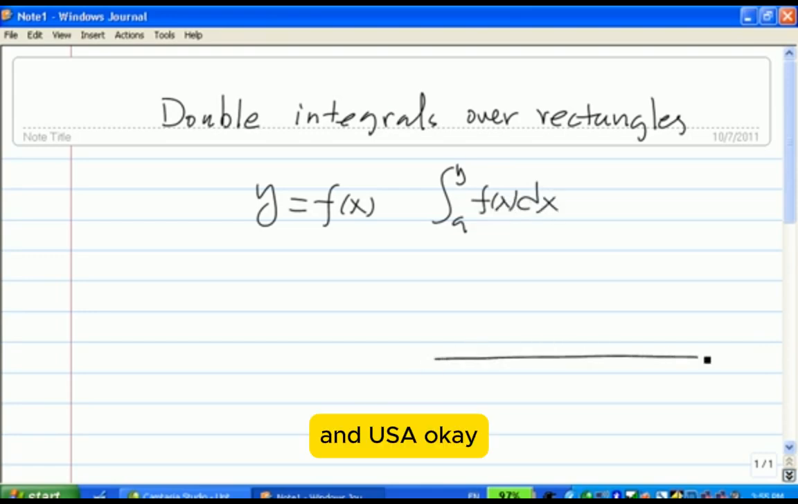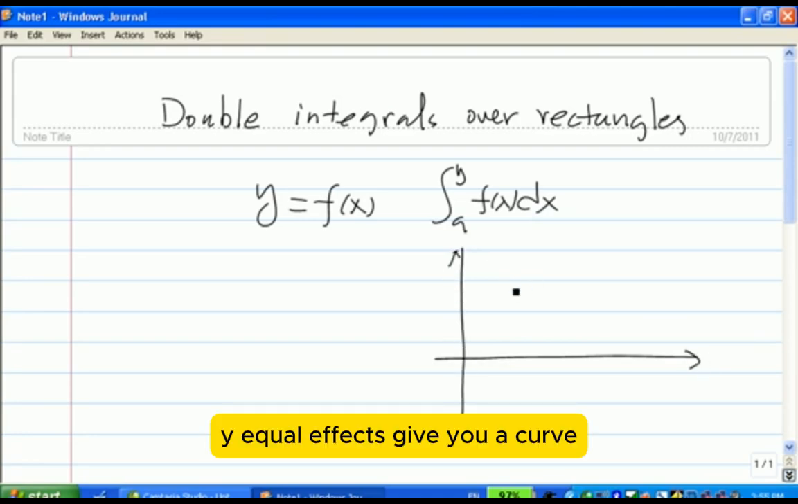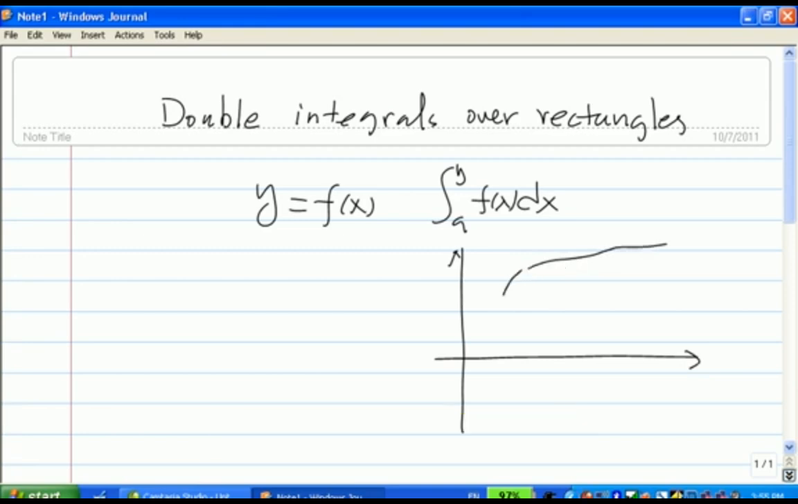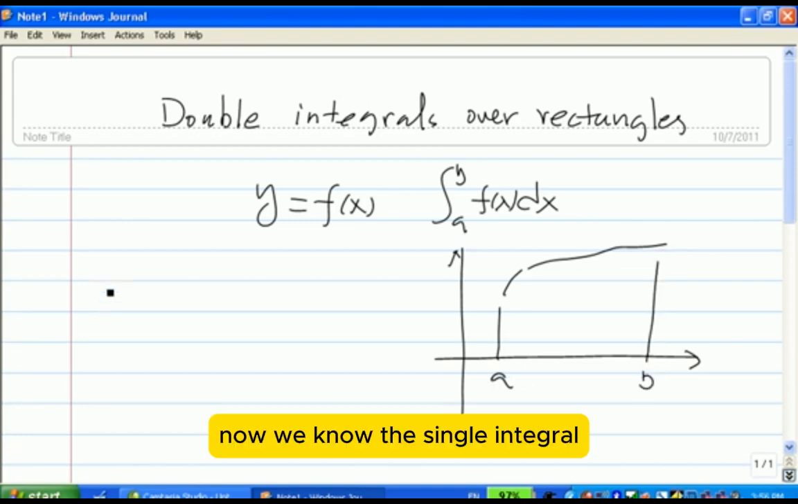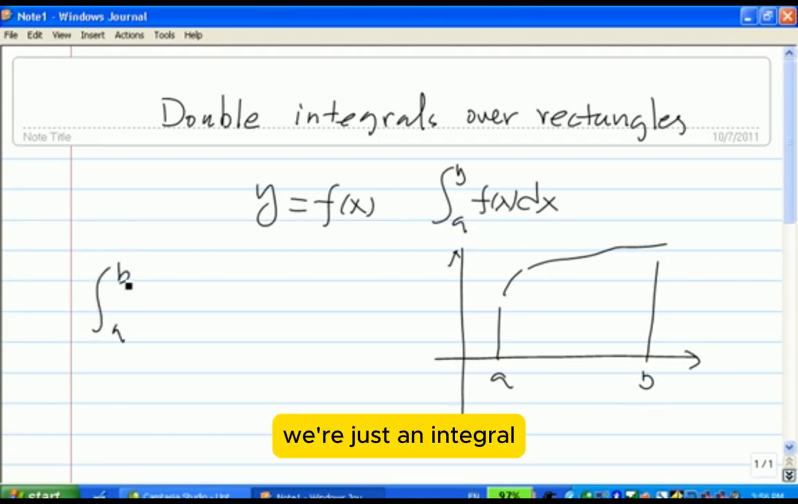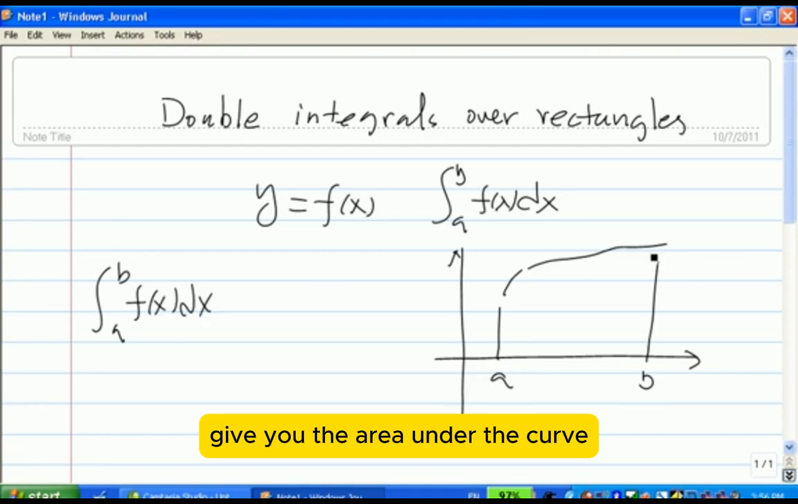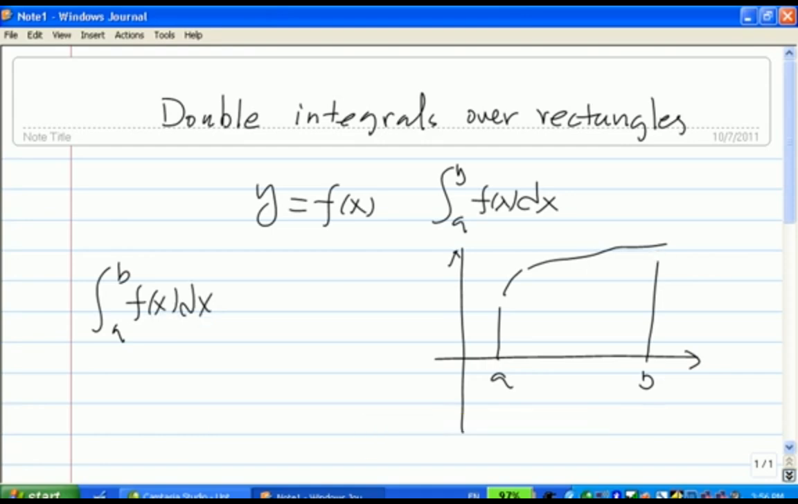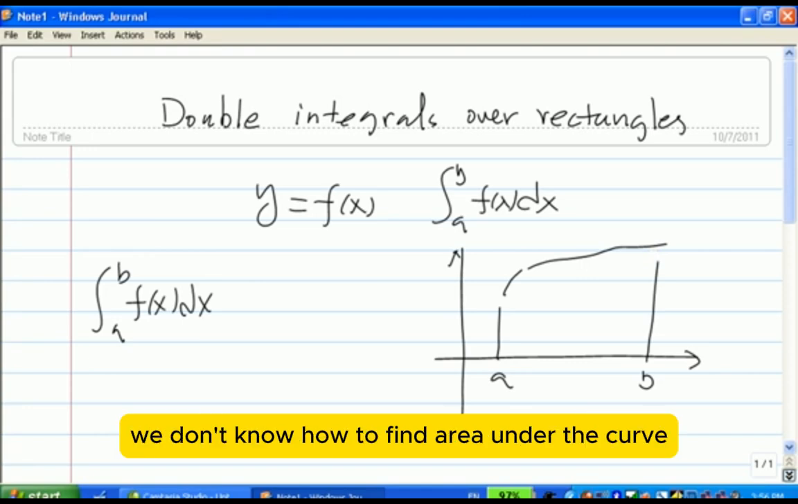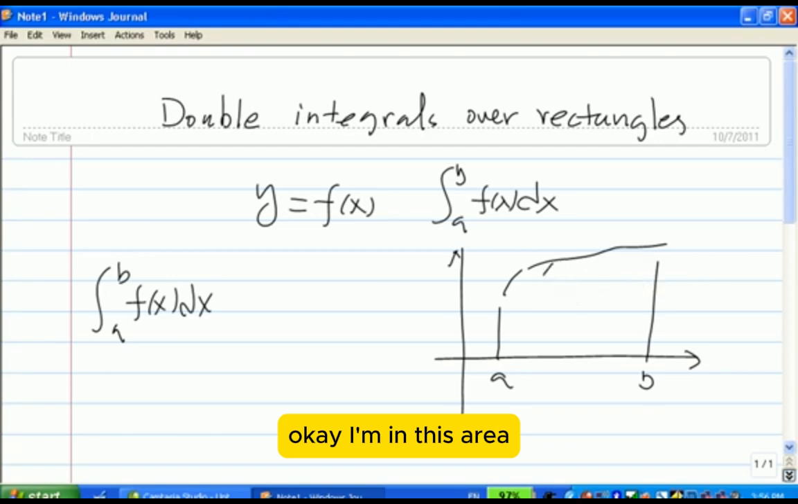And you will say, okay, y equals f(x) gives you a curve. Here is a, here is b. Now we know the single integral. We just say the integral gives you the area under the curve. Before we learn the single integral, we don't know how to find the area under the curve. I mean this area.